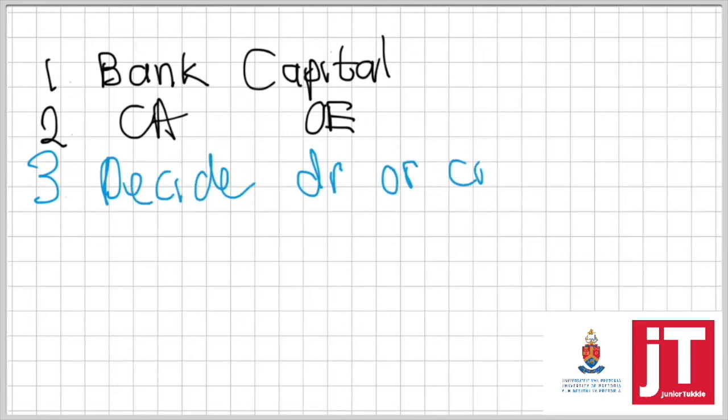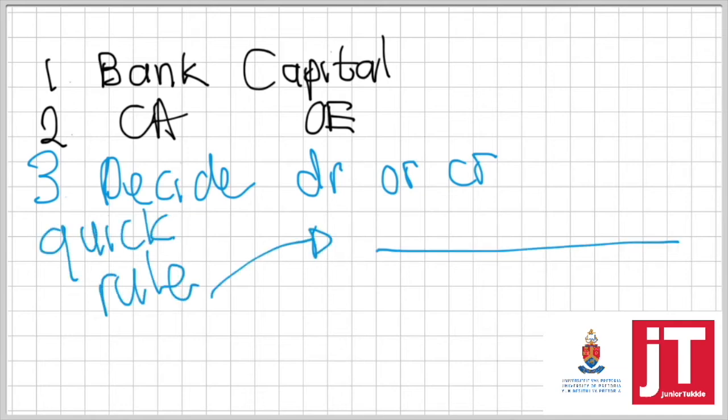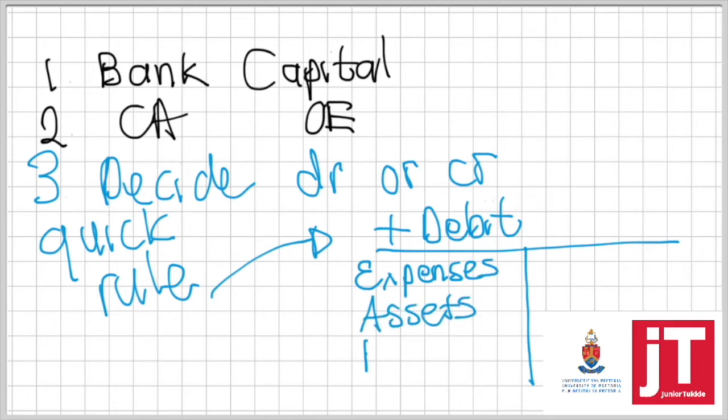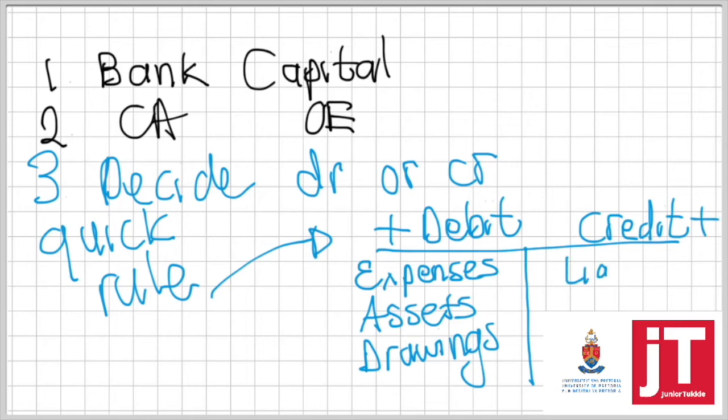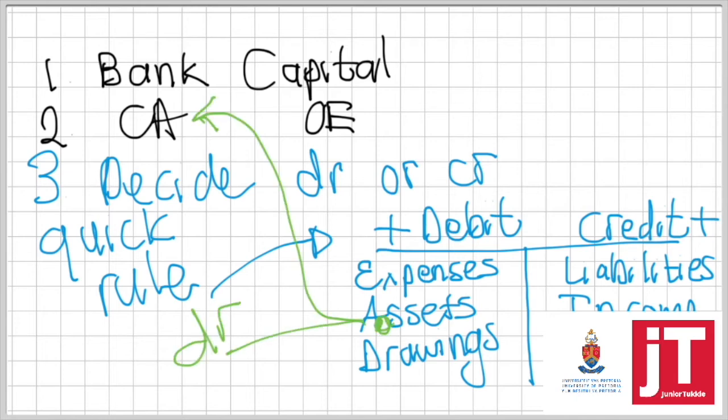Then step 3 is we have to decide, is it debit or credit? So how do we do this? By using our quick rule, which is debit: expenses, assets and drawings, and credit: liabilities, income and capital. So therefore, I now know that bank is the debit account and that capital is the credit account according to our quick rule.